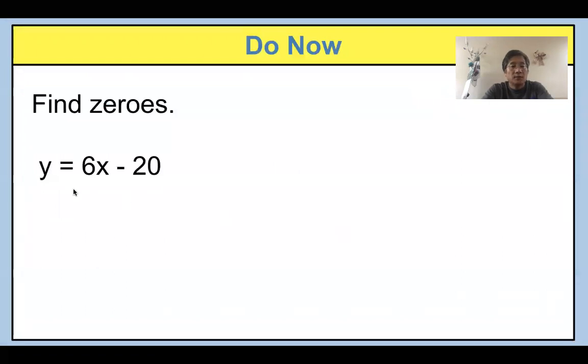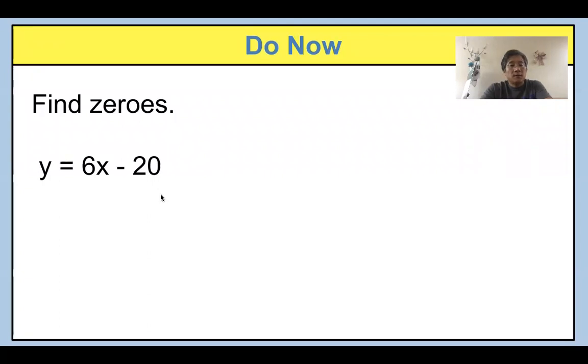Find the zeros of this function y equal to 6x minus 20. Can you do it now? I'll give you about 1 minute will be good enough, right? Please try. Okay, let's go over together.